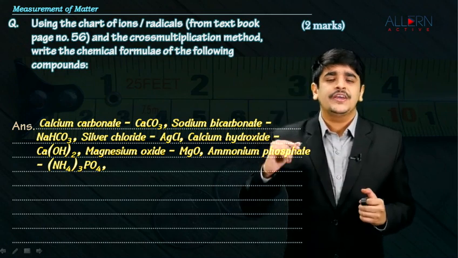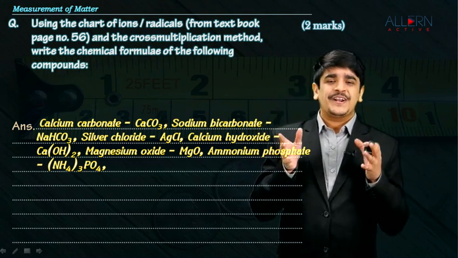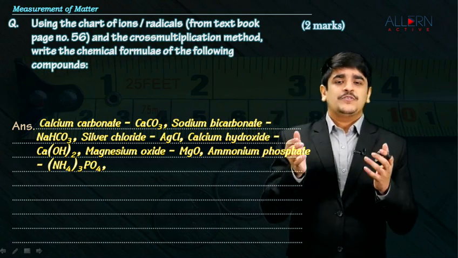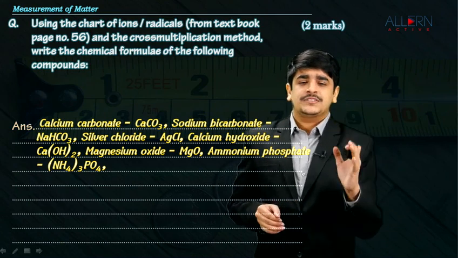Magnesium oxide, think Mg2+, O2-, 2 plus 2 minus, common factor, reduce it down, you're getting 1 and 1. So the final formula is going to be MgO. And ammonium phosphate, difficult, think about this carefully.